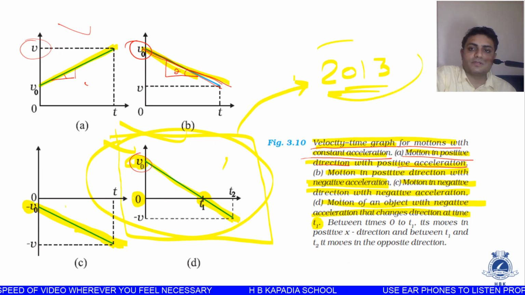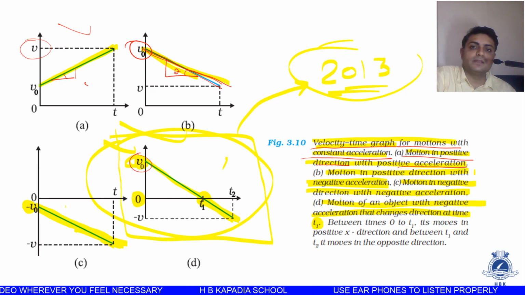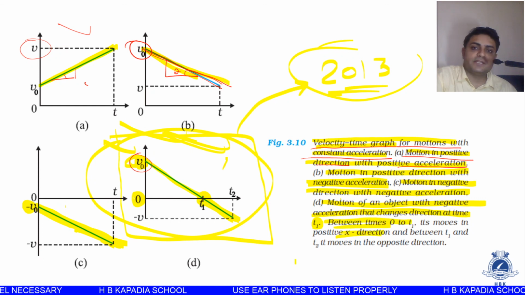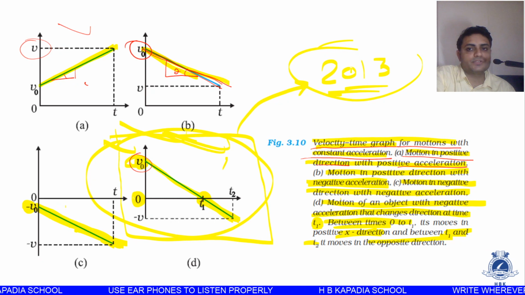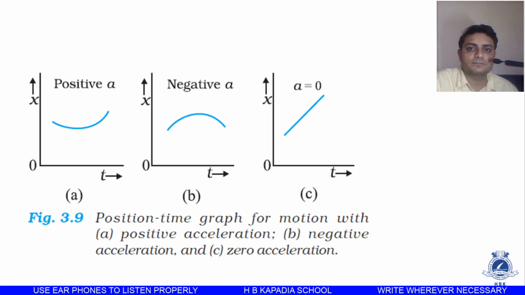So this was the graph asked in 2013, and the question was what will be the graph of v versus t when the object is thrown in upward direction. So this was the answer, and three other options were given, which were of course incorrect. Between 0 and t1, it moves in positive x direction. See, imagine a stone thrown in upward direction. It initially moves in the positive direction, and from time t1 to t2, it is moving in opposite direction. So this graph is given in NCERT, and the same question was asked in JEE as well as in NEET. Okay, if possible, I will show you when we meet in our regular class.